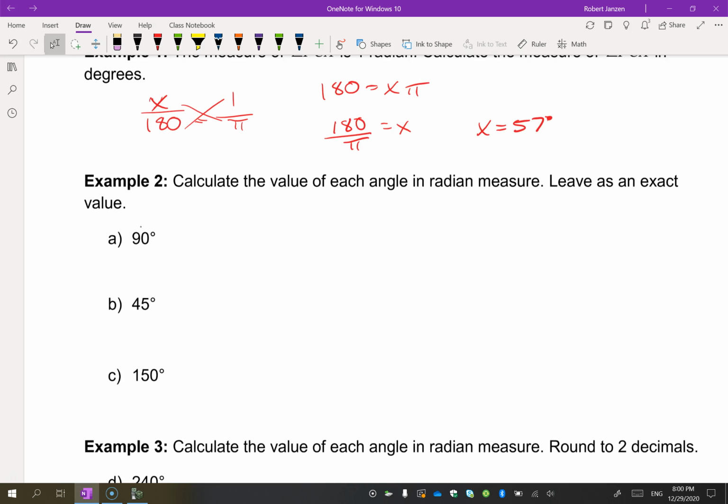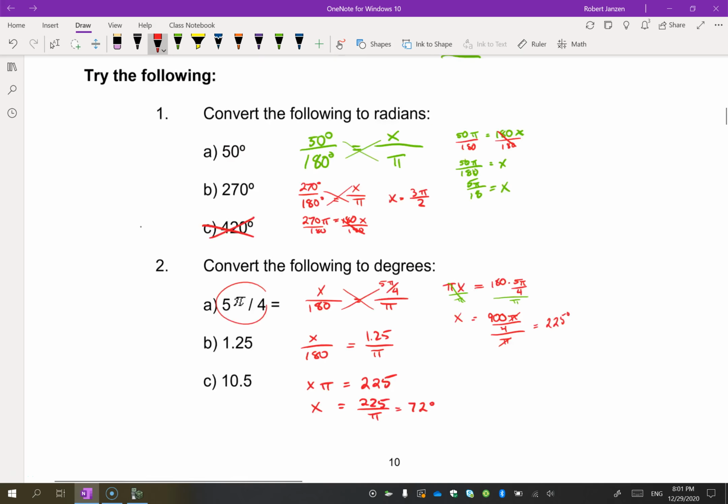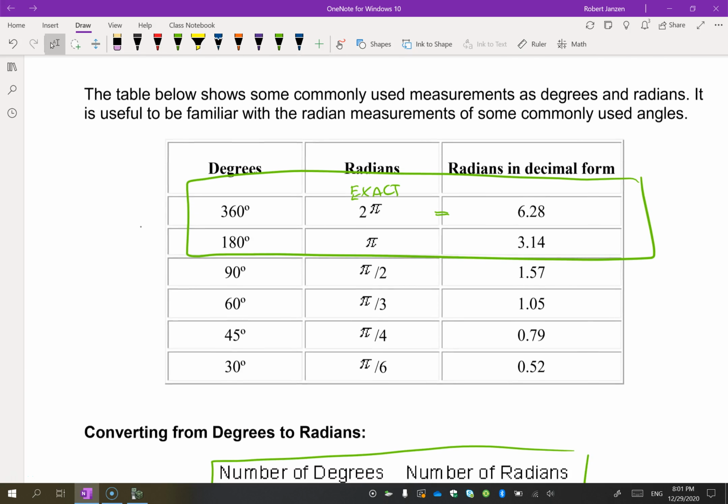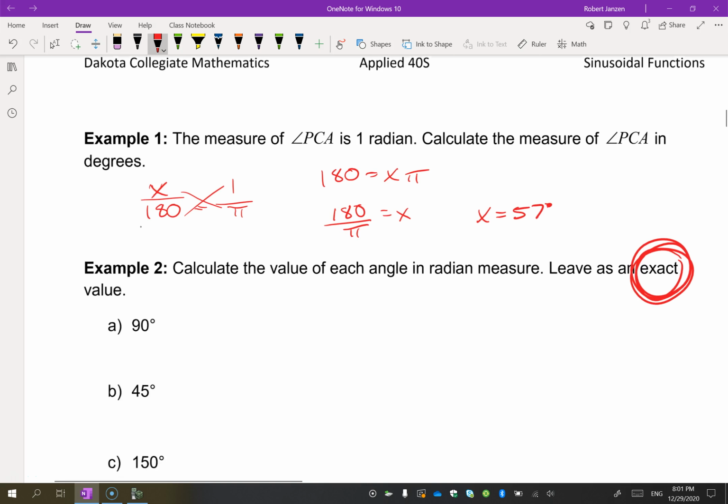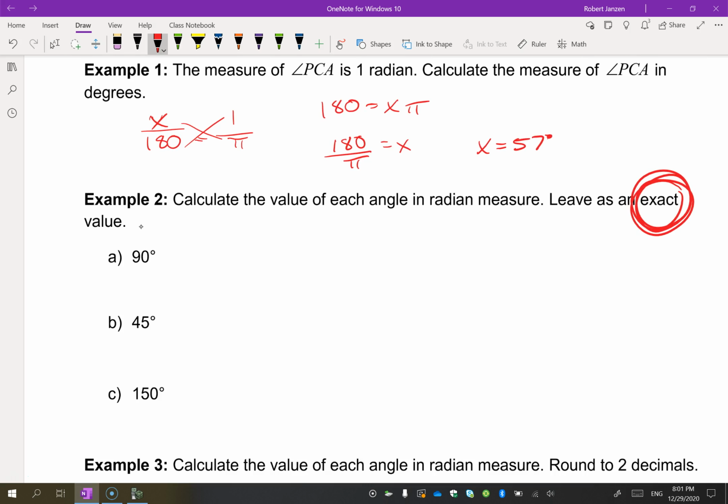Now example 2, calculate the value of each angle in radian measure and leave as an exact value. So when you see the word exact value, that means no calculator. Okay? And you might want to do this by remembering this. You know that 180 is pi. So how does 90 compare to 180? Well, I'm hoping that we can see that 90 would be half of 180. So what is x going to be? It's going to be half of pi. So x will be half of pi, like that.